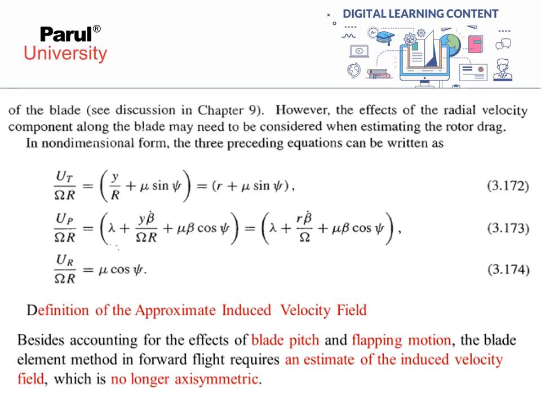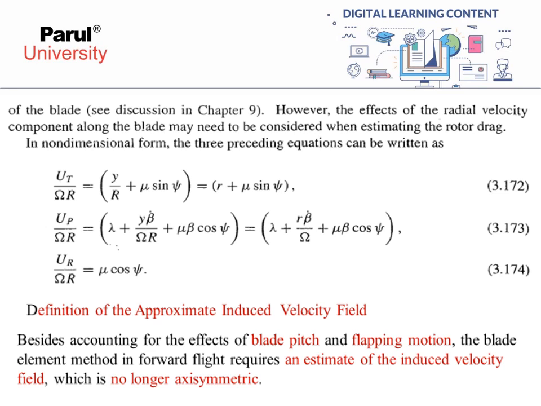In non-dimensional form, the three preceding equations can be written as UT divided by omega r is equal to y by r plus mu sin psi, which is equal to r plus mu sin psi. UP by omega r is equal to lambda plus y beta dot by omega r plus mu beta cos psi, which is equal to lambda plus r beta dot by omega plus mu beta cos psi. UR divided by omega r is equal to mu cos psi.